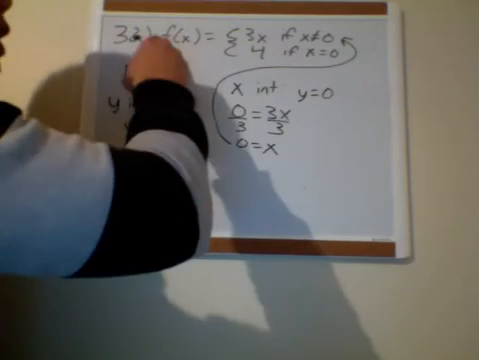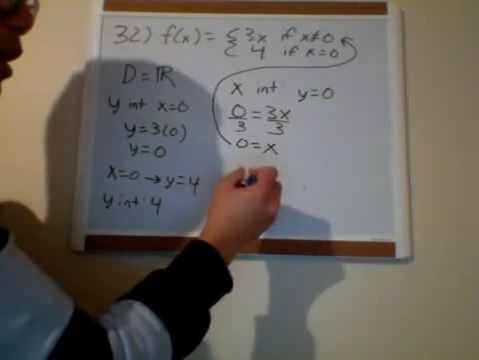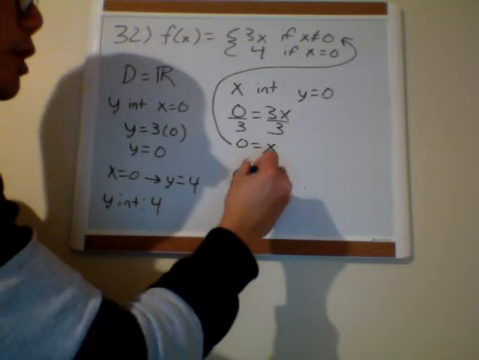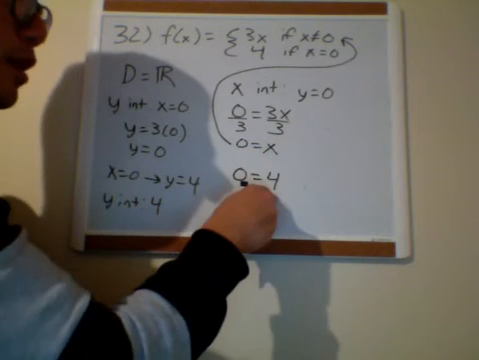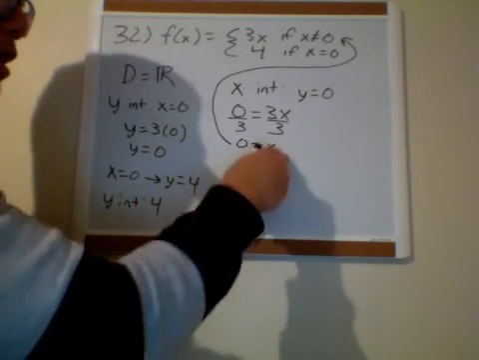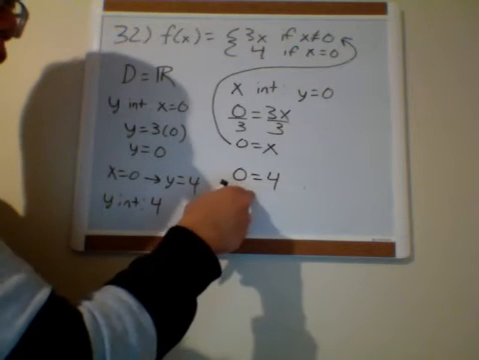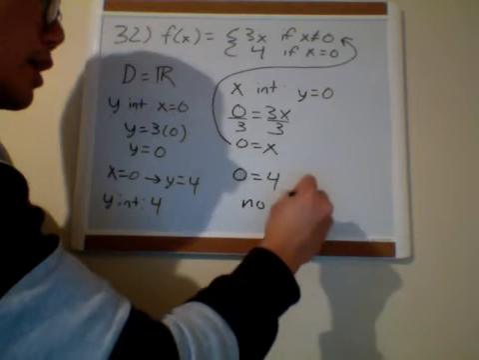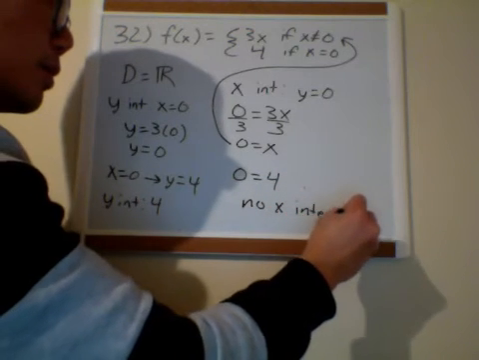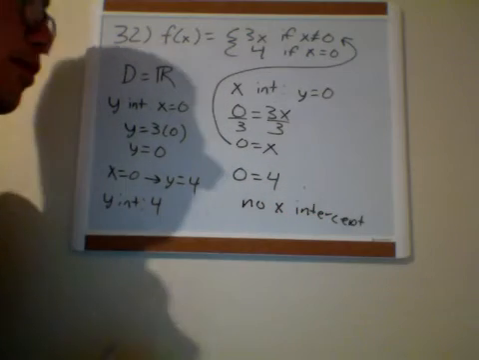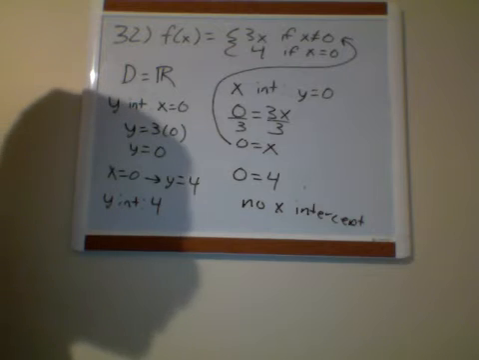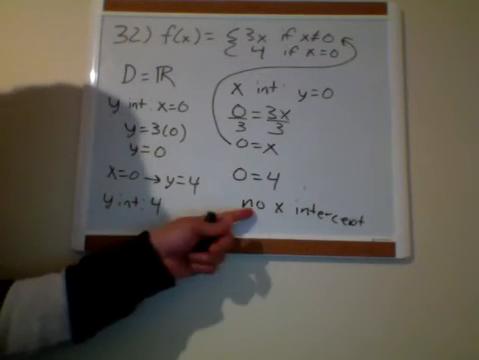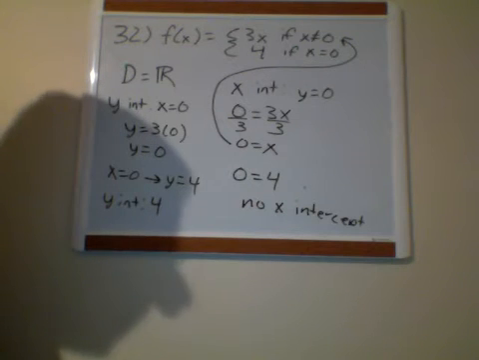Now, I need to check the second function, but the second function is kind of obvious. If I have 0 is equal to 4, that cannot exist, right? That doesn't make any sense. So there is no x-intercept. So that's how you find the y-intercept, that's how you find the x-intercept. There's no y, there's no x.